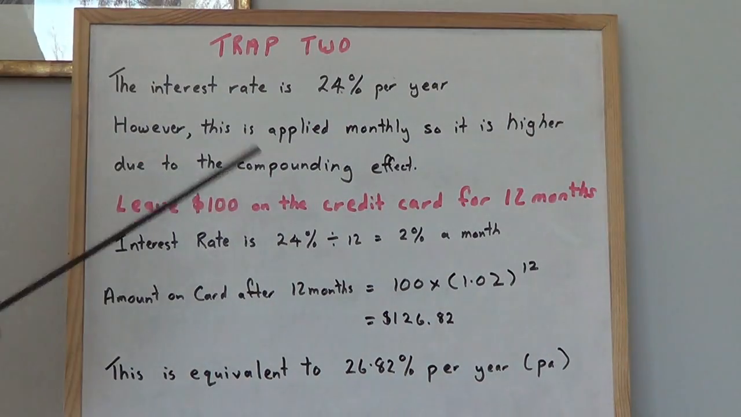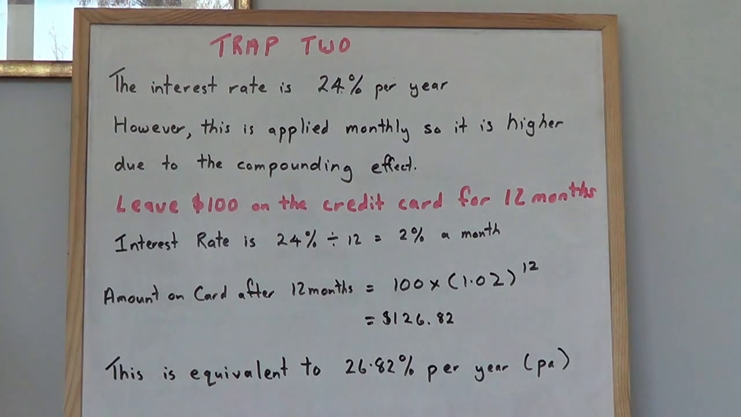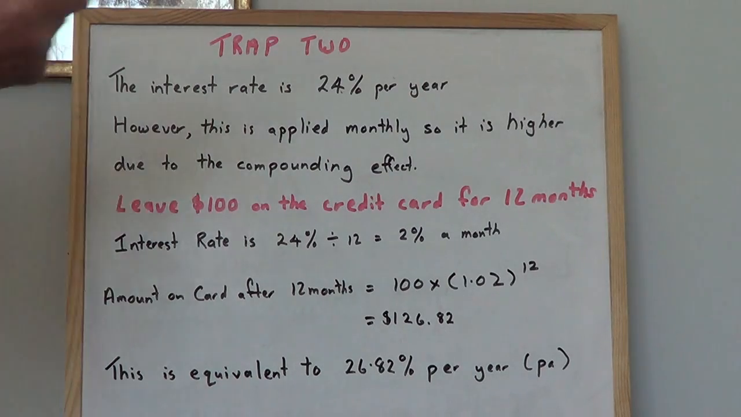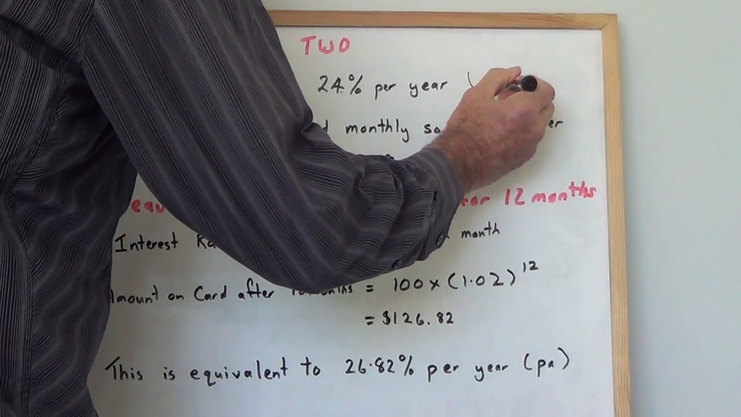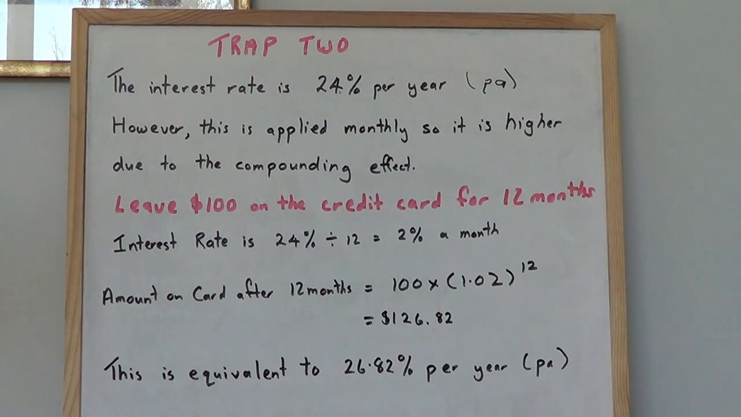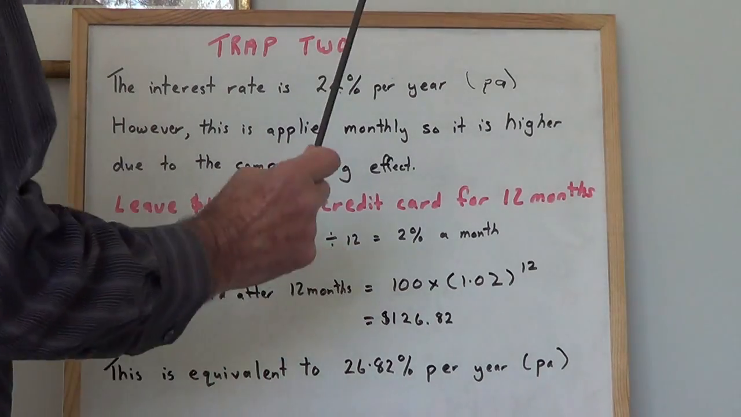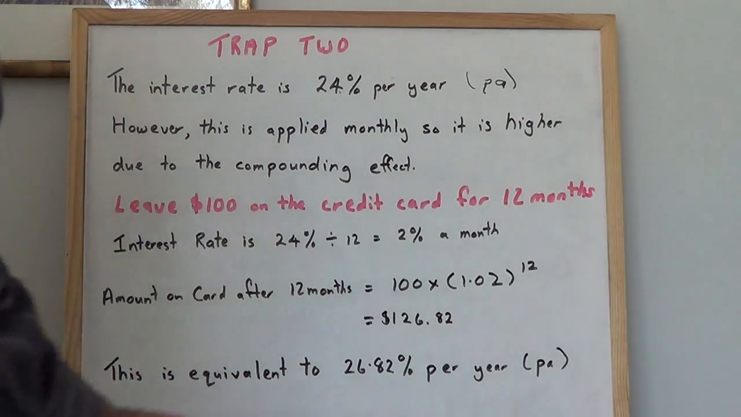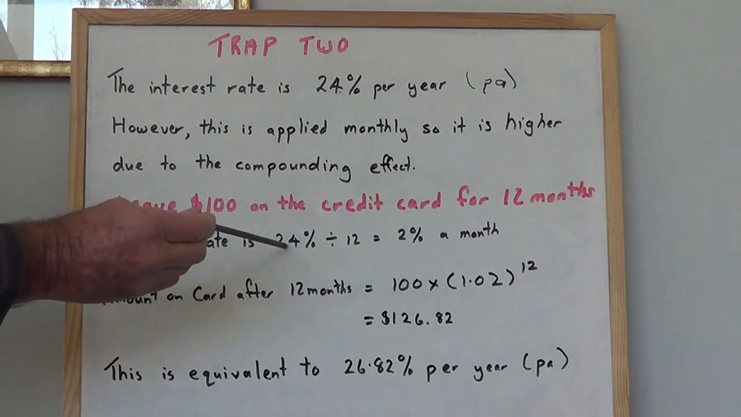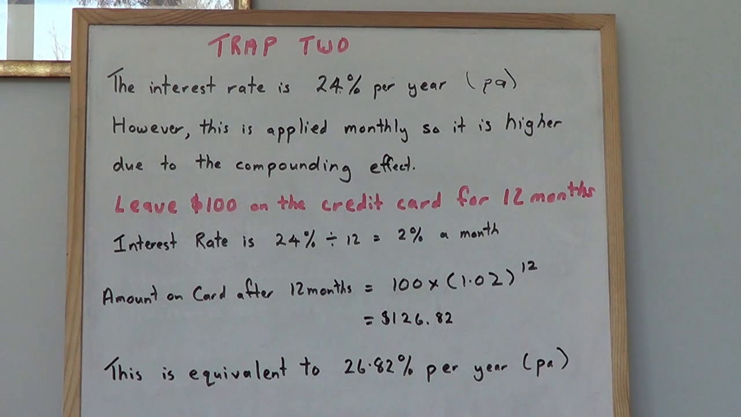Okay, trap 2. The interest rate is 24% per year, or per annum, which is written as just PA, meaning the same thing. However, this is applied monthly, so it's higher due to the compounding effect. Now I'll demonstrate this by saying I'm going to leave $100 on the credit card for 12 months. The interest rate is 24% divided by 12, which is basically 2% a month, right? It's an average of 2% a month.